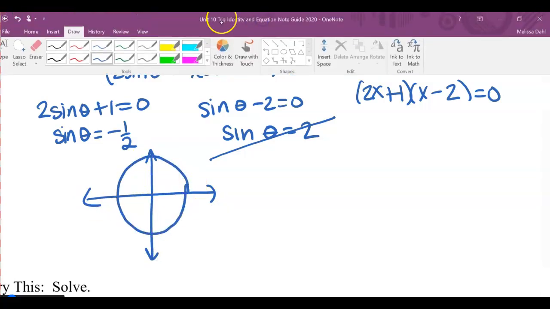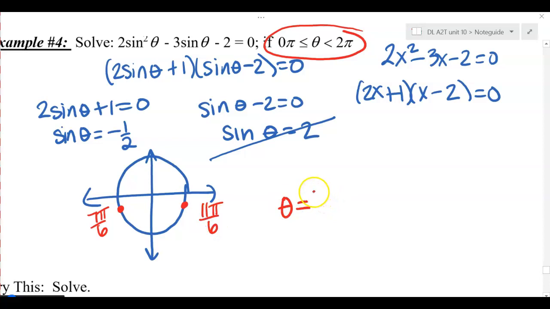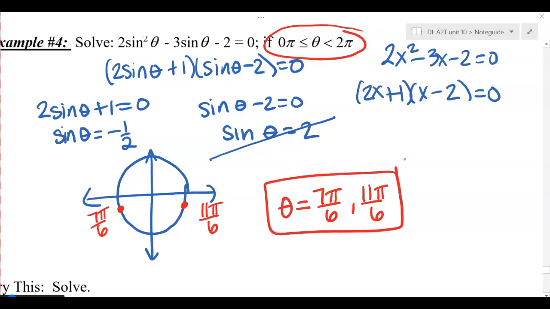So in one lap around the circle, the sine would be -1/2 here and here. I don't need to go to infinitely many solutions. It specifically has it between 0 and 2 pi, but I should name them in radians. So in radians, this is 7 pi over 6, and this is 11 pi over 6. So my angle values in radians between 0 and 2 pi would be 7 pi over 6 and 11 pi over 6.